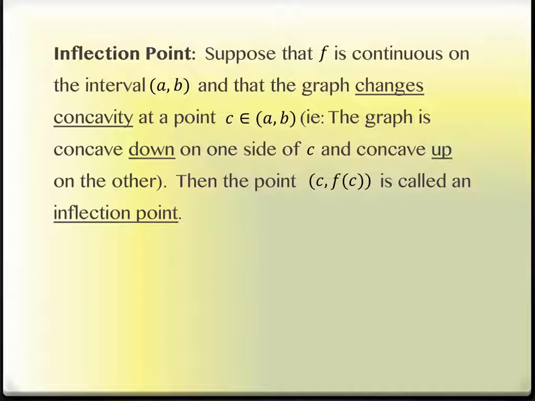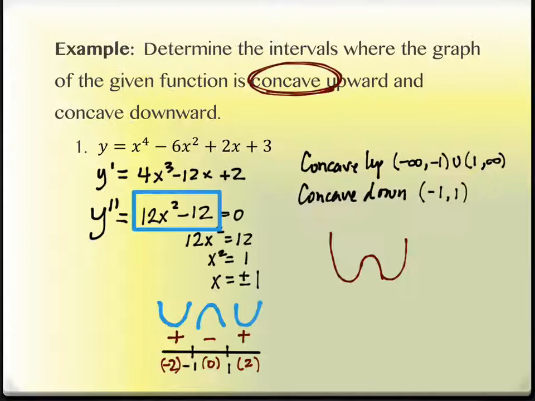So suppose that the function's continuous and the graph changes concavity, either up to down or down to up. I don't care which. Then the location where it's changing concavity is called an inflection point. So if we were to go back to this function that we just did, we would have inflection points. I don't know what the y coordinates are, but they would be occurring at 1 something and at -1 something, right? There are 2 inflection points here because the concavity changed twice.